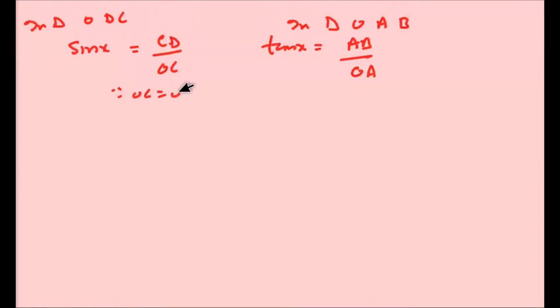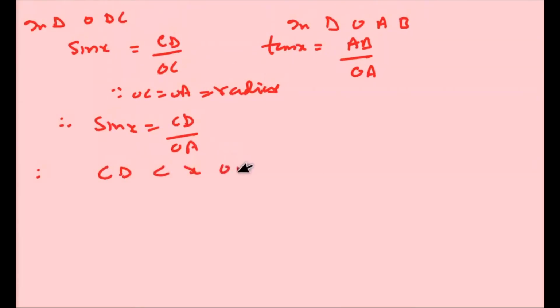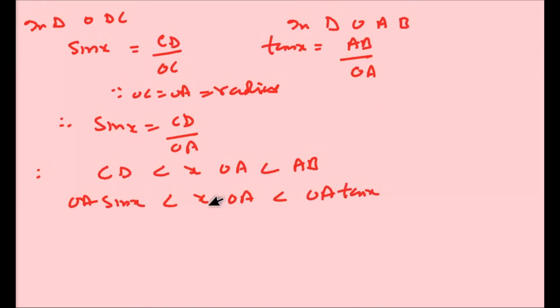Since OC equal to OA equal to radius, hence sin x equal to CD upon OA. Hence we can write in the previous line CD less than x, OA less than AB. Putting the value from CD, we can write OA sin x less than x, OA less than AB, we can put from here OA tan x, and again cancel out the OA, we can find sin x less than x less than tan x.